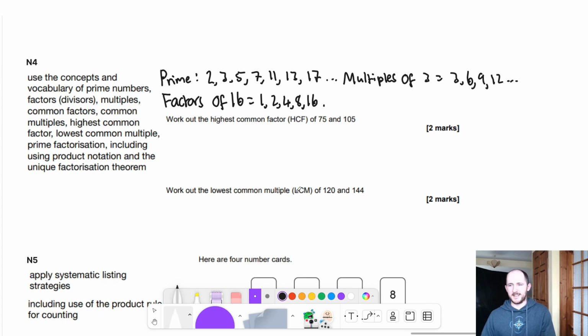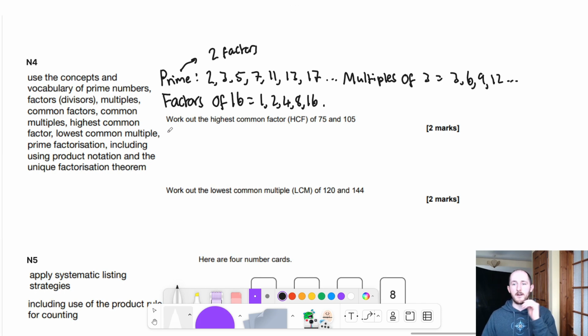Here we go. Here's a fun one. So, use the concepts and vocabulary of prime numbers, factors, multiples, common factors, common multiples, highest common factor, lowest common, and so on, all of this stuff. So firstly, we need to go through what the words prime, multiple, and factor mean. So a prime number is a number that has 2 factors, okay?